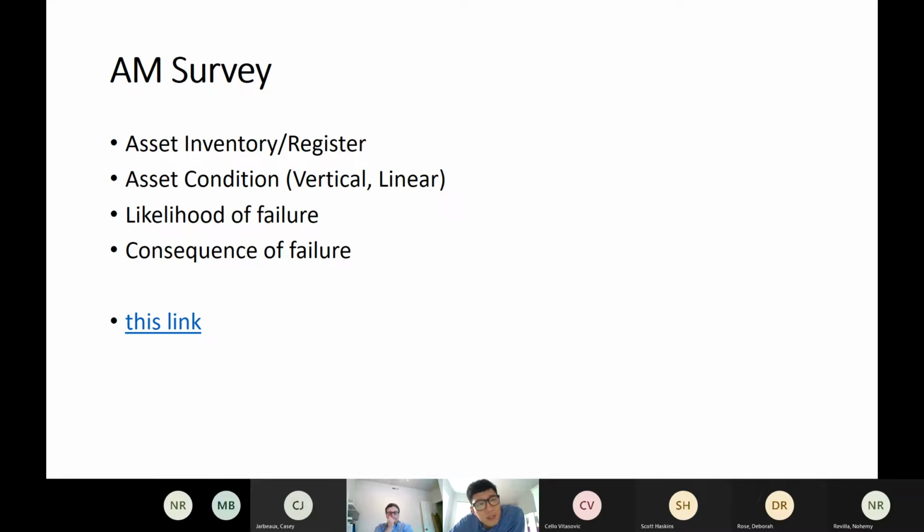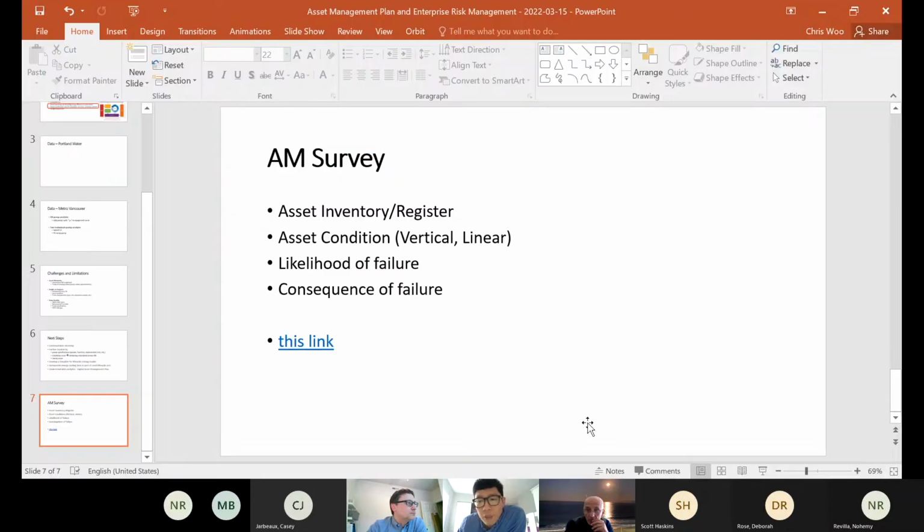Last but not least, this is the asset management survey that Cello put together. There are 5 questions, I mean 4 bullets, but basically one question is divided into vertical asset condition and linear asset condition. It starts with asset inventory and registry, which is really the data quality challenges that we're facing. Then asset condition next, and then the 2 risk-related questions. And the link is available here. Cello, if you want to share that link at this point.